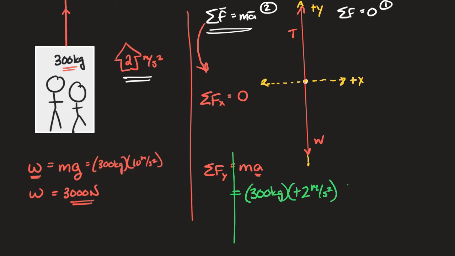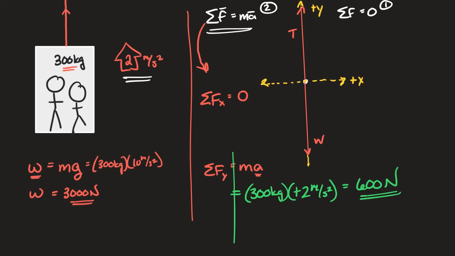In fact, I know that this is now 600 newtons. This isn't the answer, but this would be the answer to the question, what is the net force on the elevator? That is the net force on the elevator. It's what happened to the elevator. It's MA.